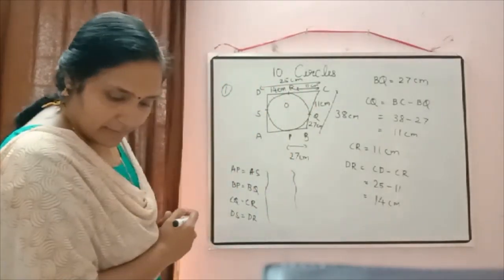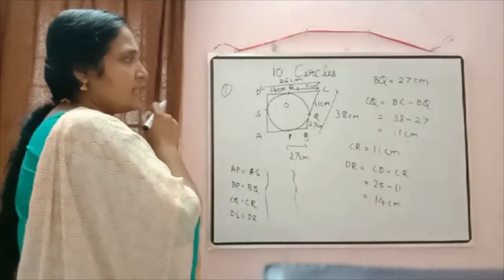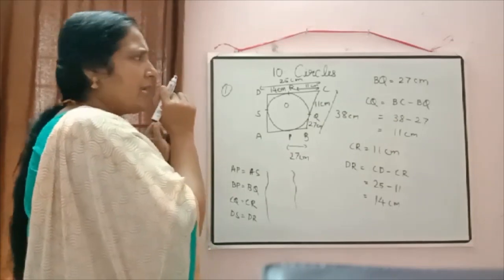But what do we need? We need the radius. We don't want this DR. So how will we get the radius?